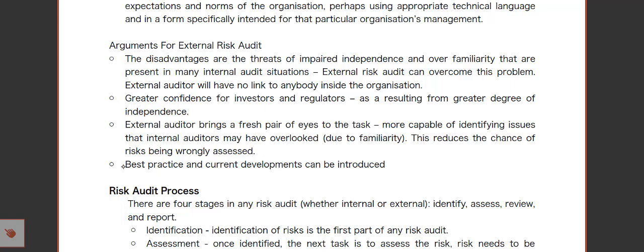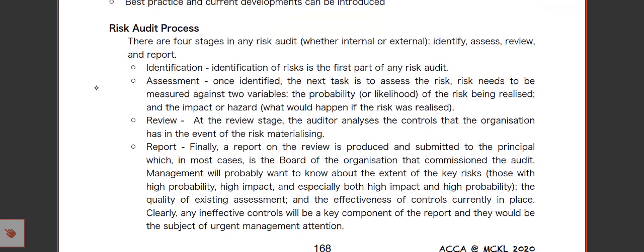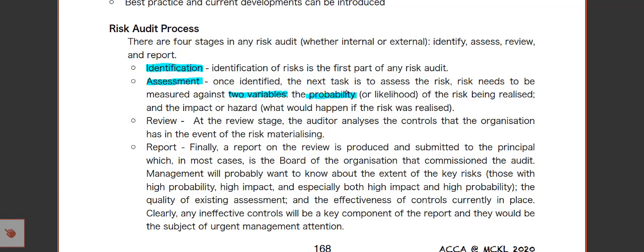And of course, when you get people outside to come in, you also have the advantage of them being experts who can teach you the best practice and the current developments, so knowledge transfer may be there. Now, the important thing is I just want to tell you what a risk audit actually is. A risk audit is basically getting somebody to come in to tell you what the risks are. They identify the risk for you. They don't just identify risk for you, they assess the risk for you. So they will normally measure your risk against two variables: the probability that the risk will occur and the impact if the risk does occur.